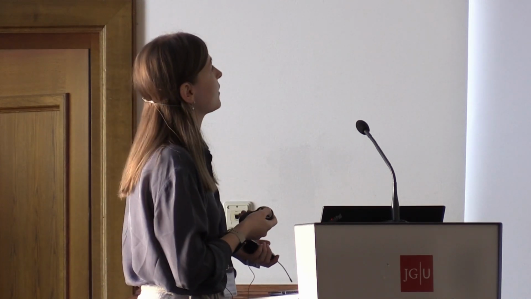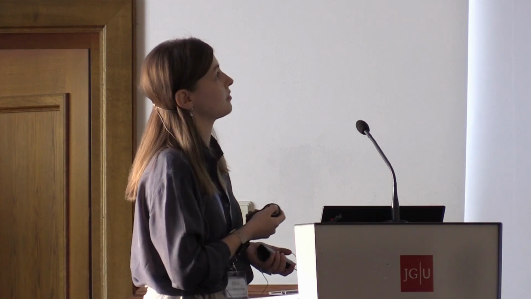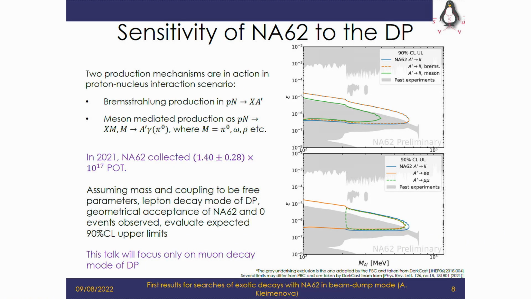In NA62, we looked for two production mechanisms. One is Bremsstrahlung, and the other is meson-mediated production, so we studied pi 0, omega, rho, and eta. In 2021, which is what I'm talking about, we collected 1.4 times 10 to the 17 protons on target.